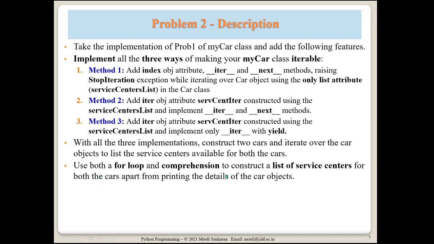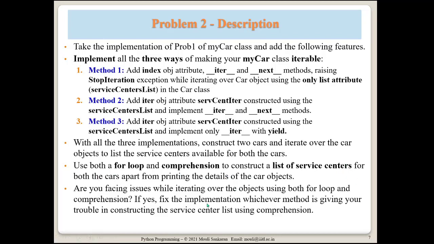So use both a for loop and a comprehension to construct the list of service centers. I want you to print out the list of service centers and fix any problem that you encounter, because you have to use the for loop as well as the comprehension. When you try to use one more for loop or a comprehension, you are likely to face the same problem. It doesn't matter whether you are using a comprehension after the for loop or two for loops. If you call it again, like what I showed you, the problem is going to creep in. So I want you to fix it and then make it work.